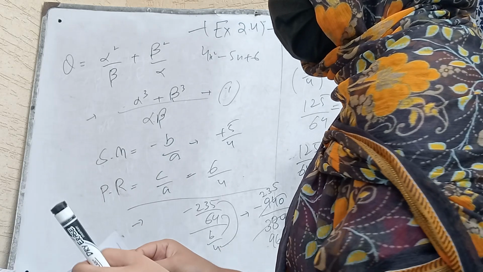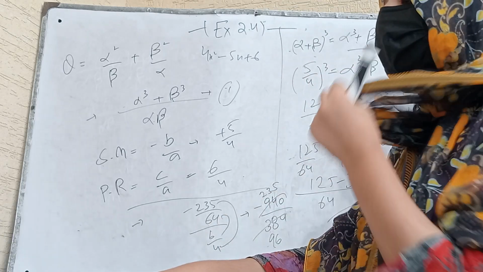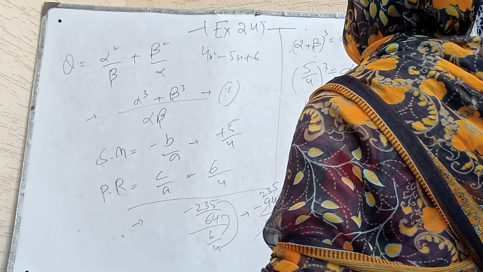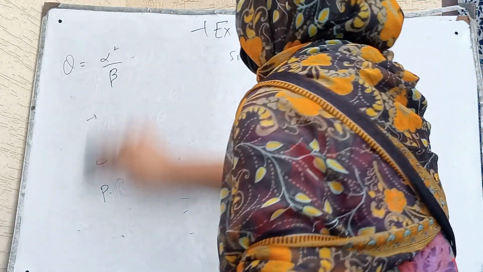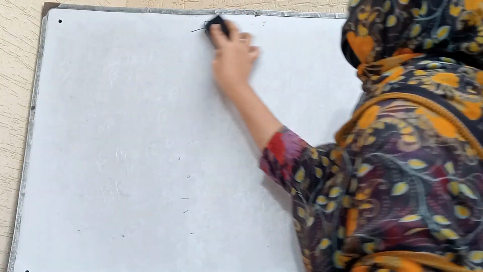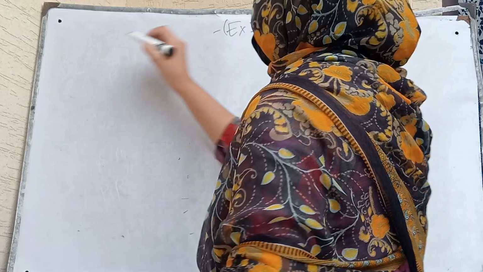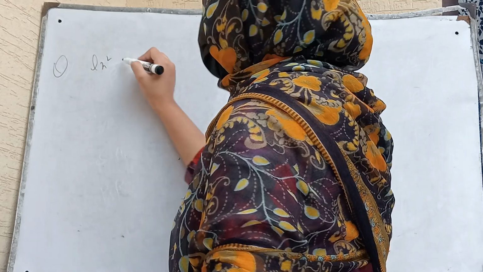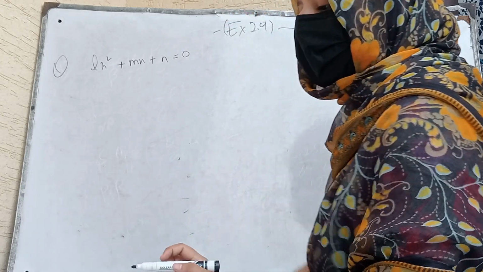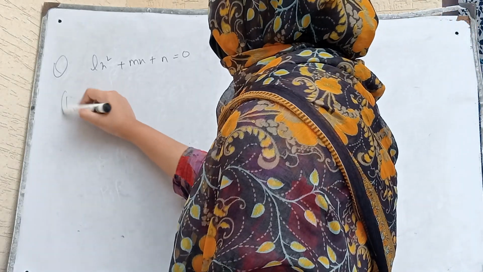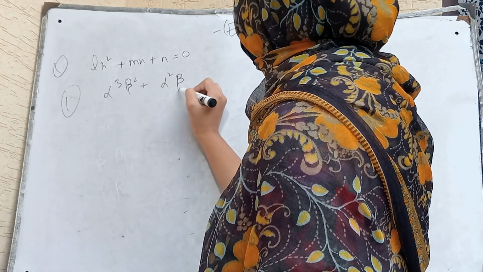The next part number 3, this is the last part of this exercise 2.4, which is: if alpha beta are the roots of the equation Lx square plus Mx plus n is equal to 0, then find the value of. So first we have the question, which is alpha cube beta square, alpha square and beta square.